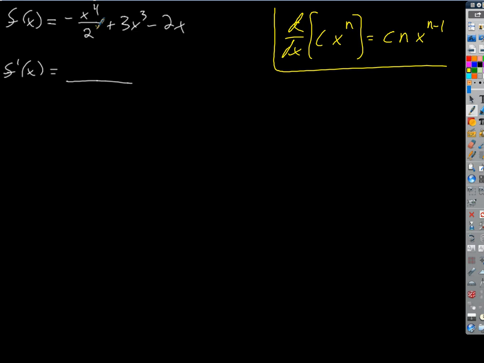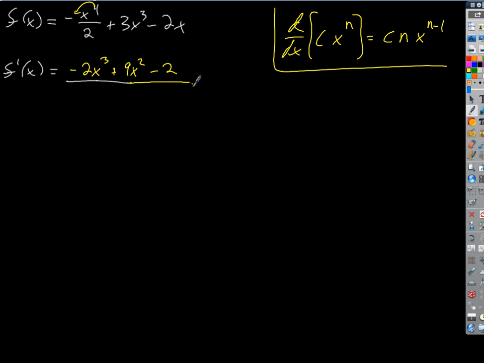Negative 2x to the third. Okay, good, because I've already got a negative 1/2 there, times 4 is negative 2, and then I subtract 1 from the exponent. Next term. 9x squared. And then minus 2. Minus 2, good. So does that work?